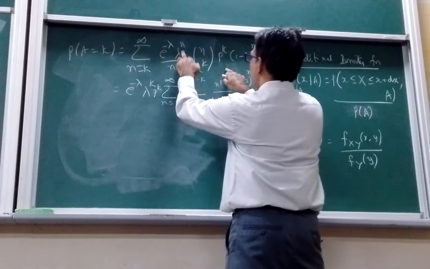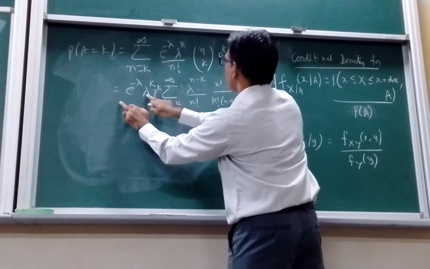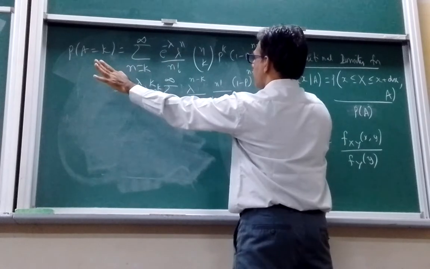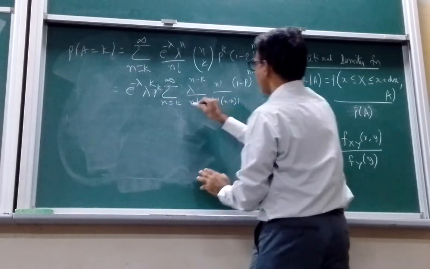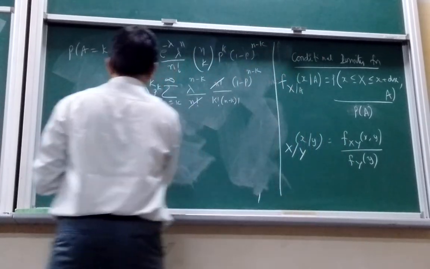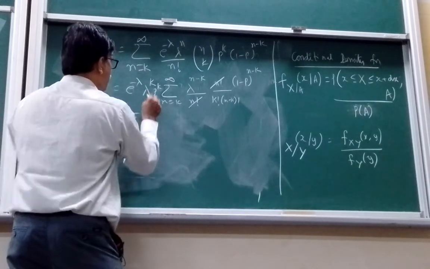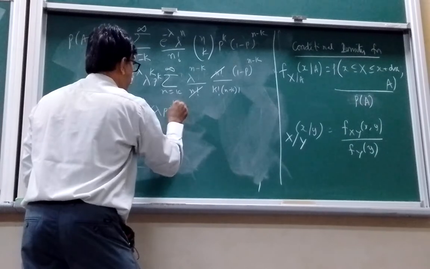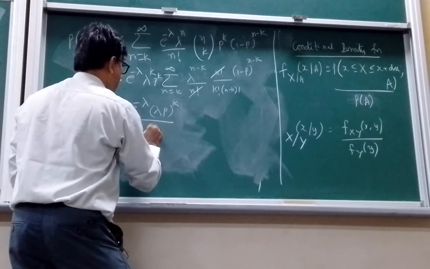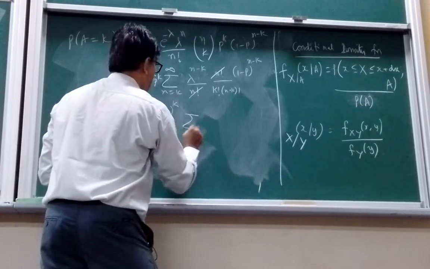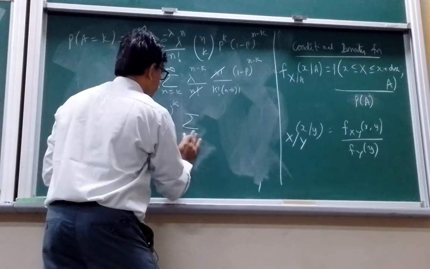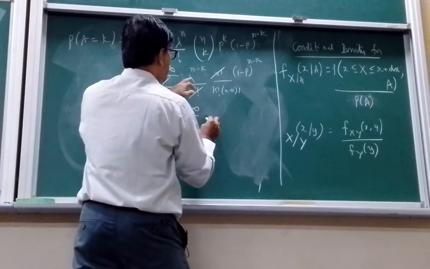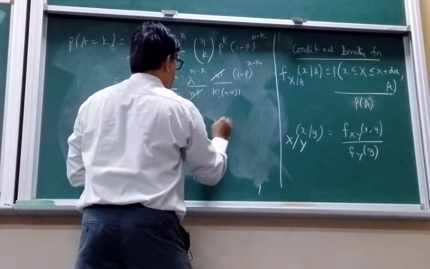So lambda power k, p power k has been taken out. What remains? Lambda power n minus k. E power of minus lambda gone. N factorial, this one. So this we can again club it.